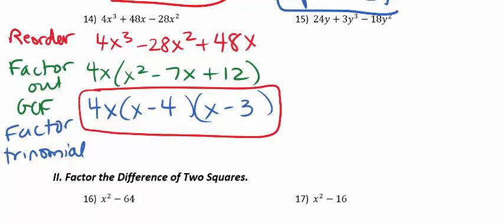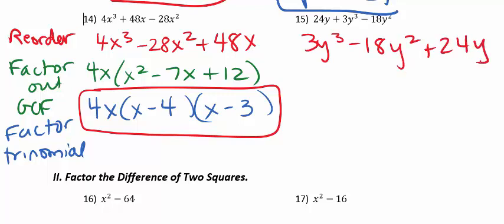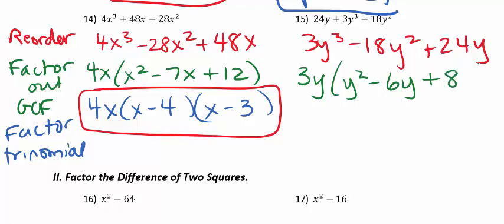Number 15, we're going to reorder this polynomial in descending order, so we're going to rewrite it as 3y cubed minus 18y squared plus 24y, highest power to lowest power. And then we're going to factor out the greatest common factor. We can pull a 3 out of every term, and there's also a y in every term. 3y times y squared gives us 3y cubed minus, and then 3 times 6 gives us the 18, and then another y, so y times y is y squared. And then we need 3 times 8 to be 24, and we already have a y. So there we pulled out the greatest common factor.